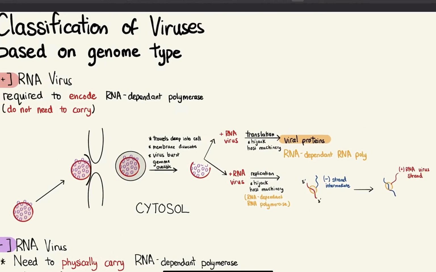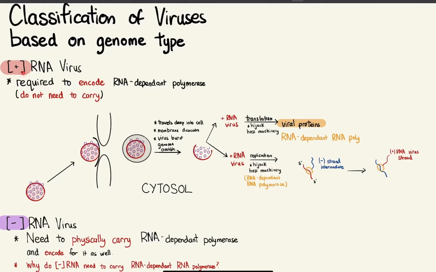Now let's go back out and quickly go over the positive RNA virus, now that we understand that it is responsible for the viral characteristics. The positive RNA virus is required to encode the RNA-dependent RNA polymerase. And we saw that right over here in the entire process, that it does indeed encode for the RNA-dependent polymerase. It doesn't need to carry one, because it is the positive strand and has the ability to produce the viral proteins, unlike the negative strand.